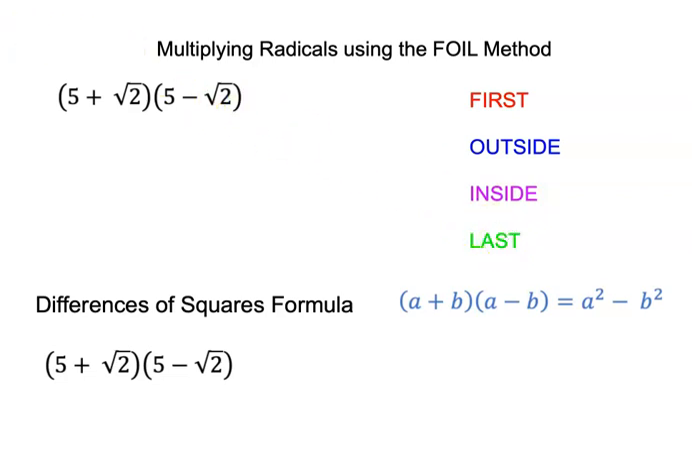So let's multiply the first terms first. So 5 times 5, 25. I'm gonna write it down so you can follow better. This is 5 times 5, 25. Those are the first terms. So I'm gonna write 25.